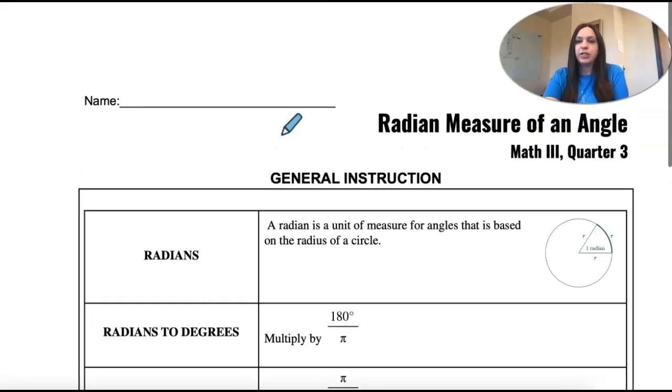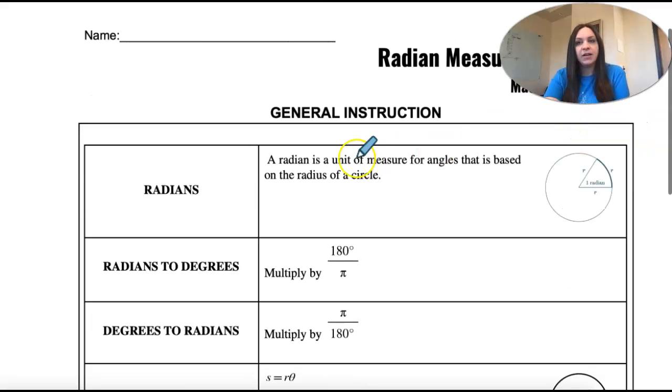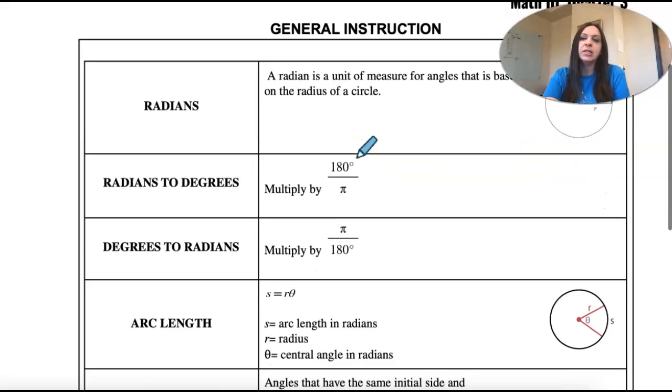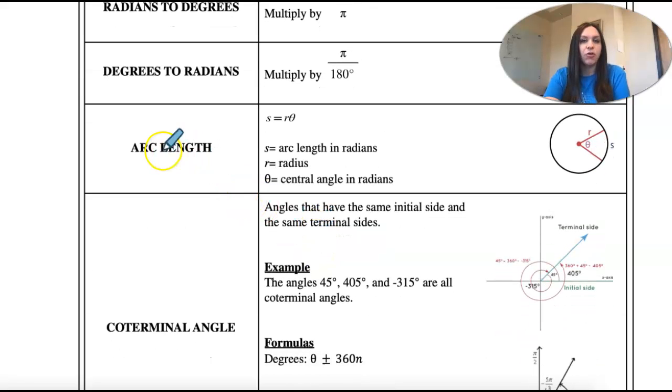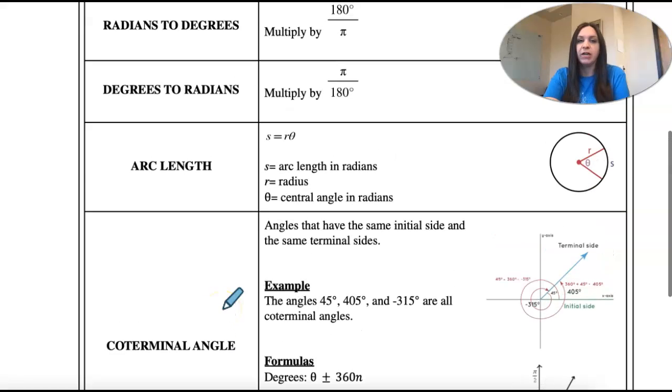So this is 4.2. We're looking at angles again in radians using the unit circle. So radians is the same. Here's our conversions. The new things for 4.2 are arc length and coterminal angle.